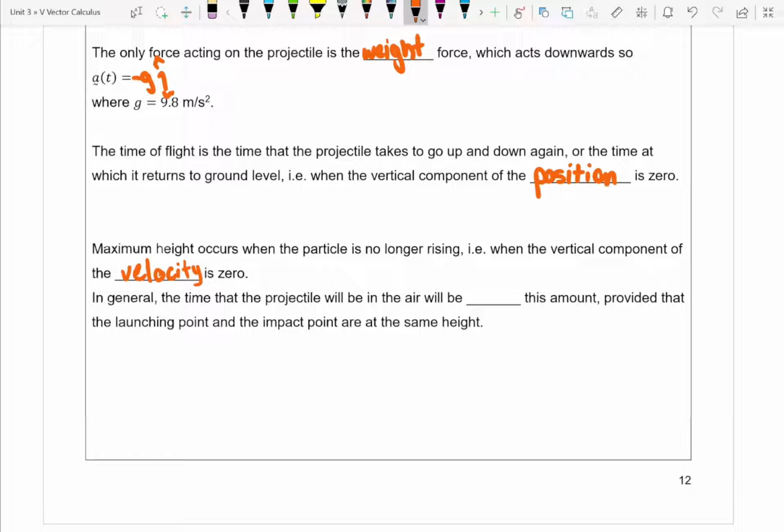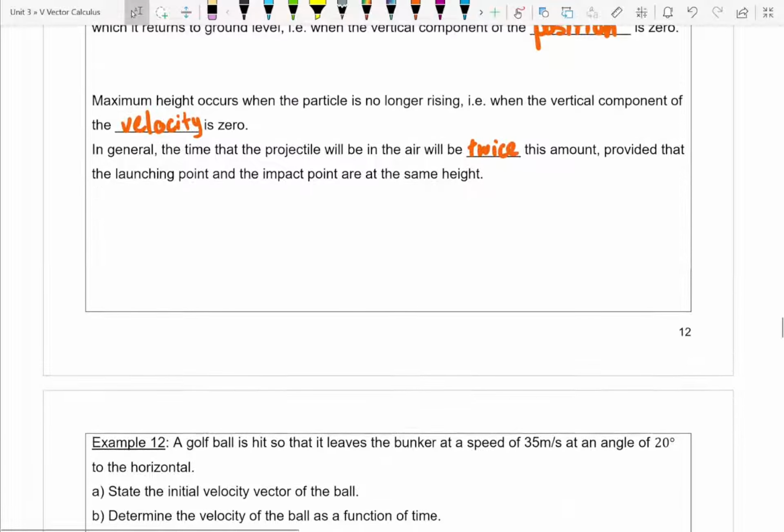And that makes sense, right? Because to change direction, at some point you have to stop. You can't just instantly turn around. So in general, the time that the projectile will be in the air will be twice this amount. It takes half of the time to get to its maximum point, and then the other half to get back down. So that's twice the amount to make the total time in the air.